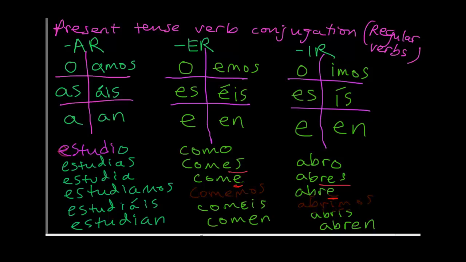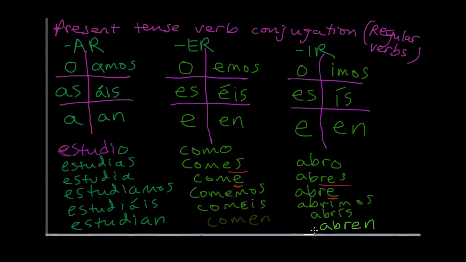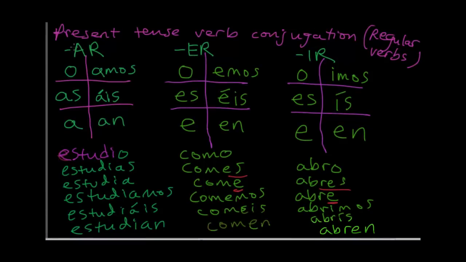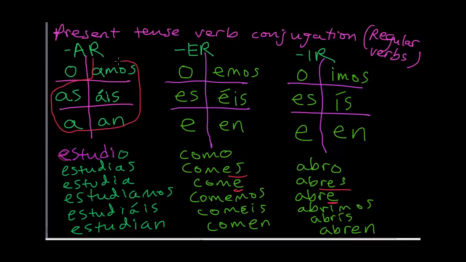The nosotros forms are not common for comer and abrir. They end in emos or imos. Vosotros forms are not common. They end in éis or ís, but the ellos forms are common. They end in en for both comer and abrir. And AR verbs are sort of apart. So look up at AR verbs and also notice that the vowel A shows up in many of the endings.